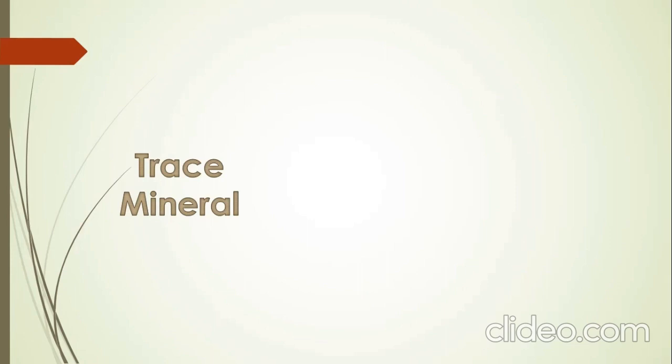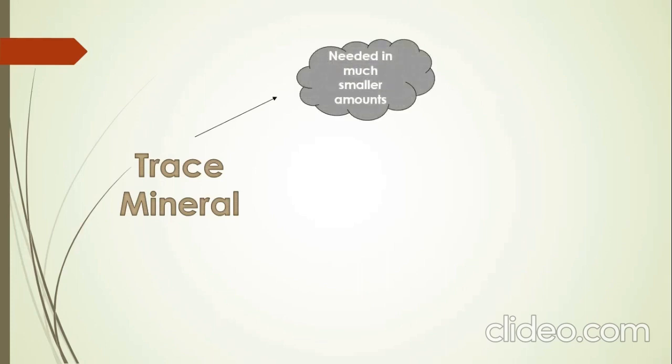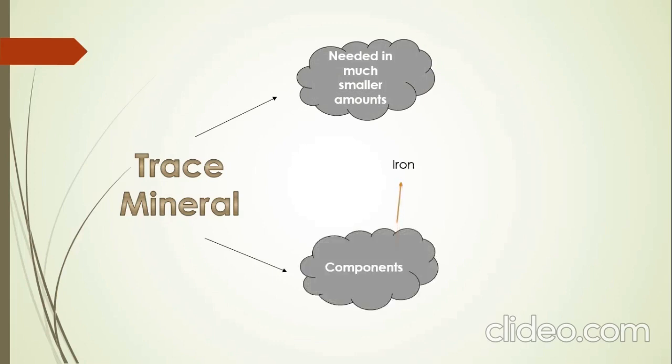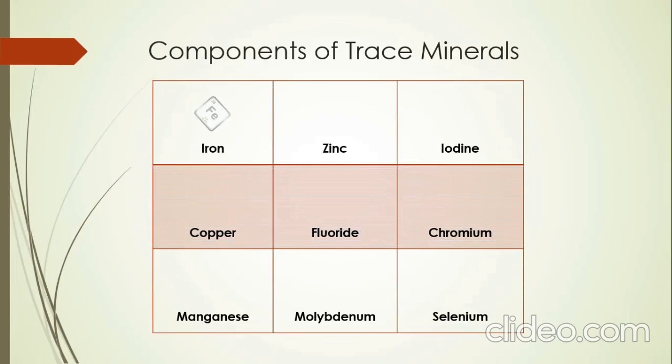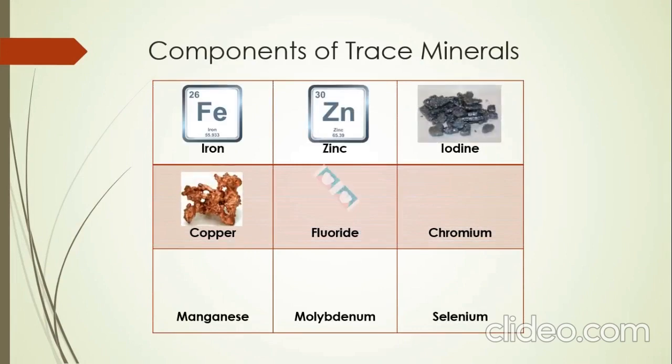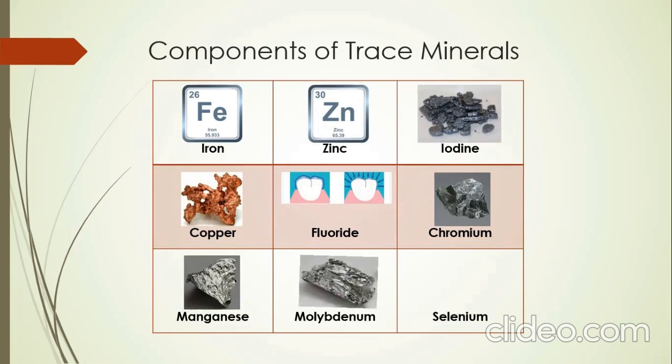Alright, next we go to the second mineral group, which is trace minerals. Trace minerals are needed in much smaller amounts. Trace minerals have 8 components: iron, manganese, fluoride, copper, selenium, chromium, molybdenum, and zinc. In this slide, I provide the components of trace minerals. From these slides, you can see the picture of the trace minerals based on their different components.